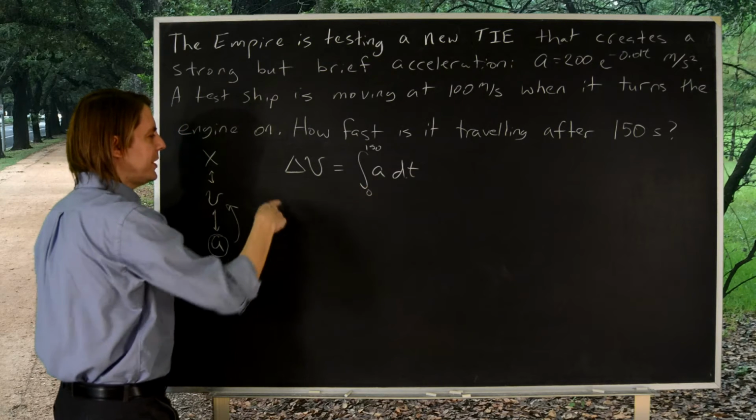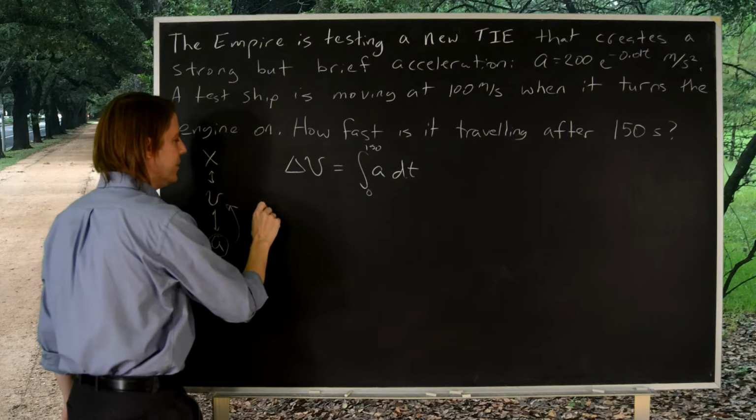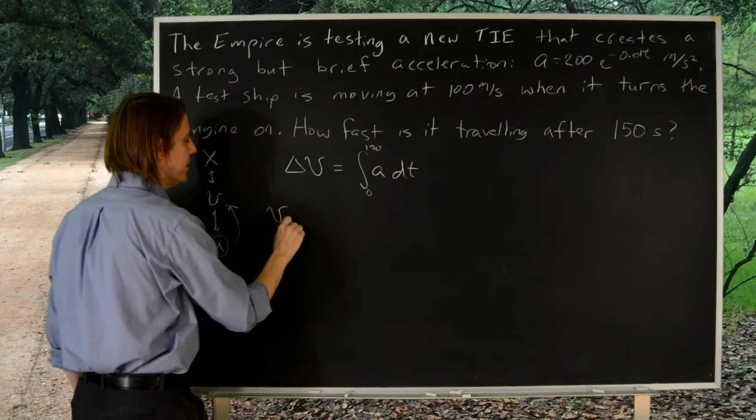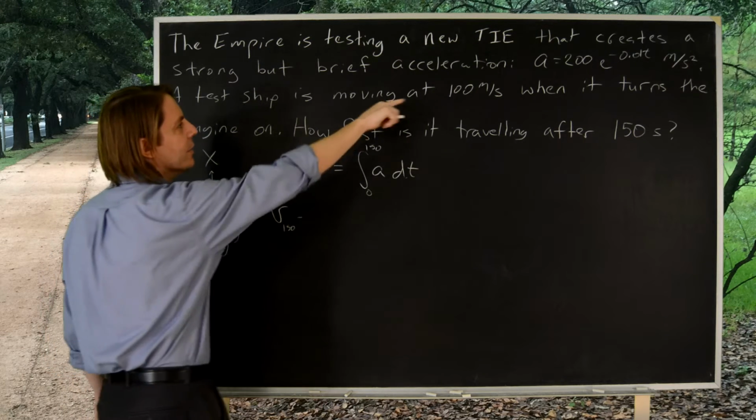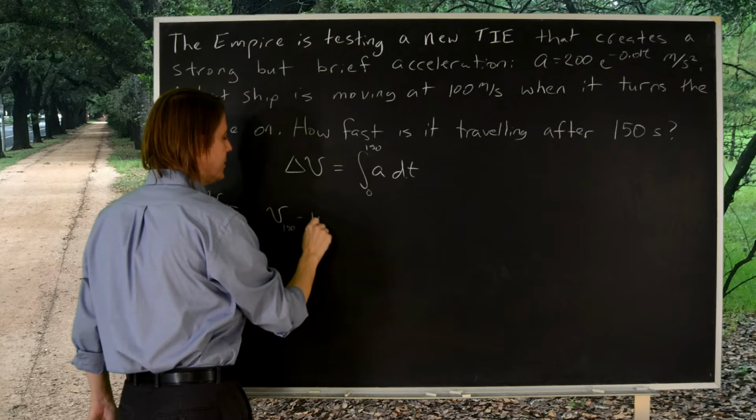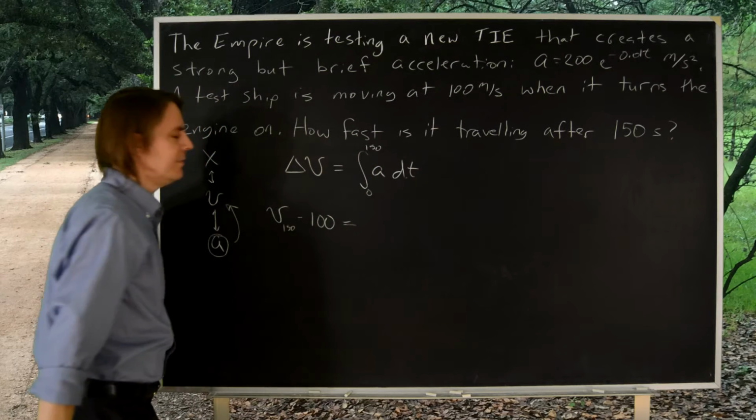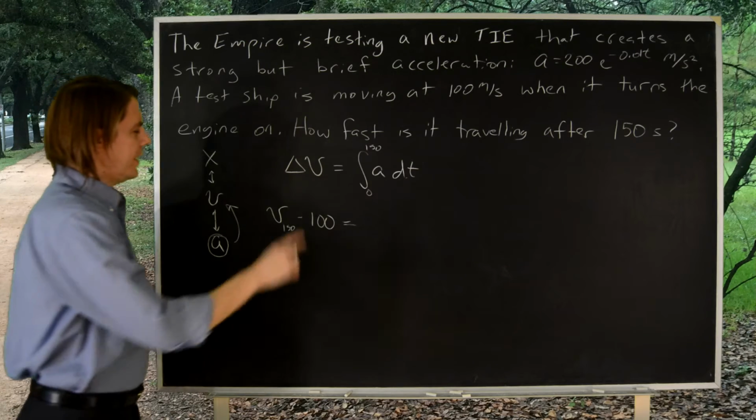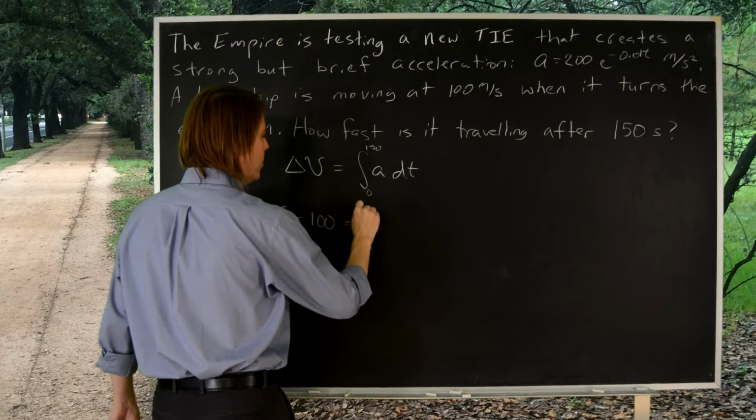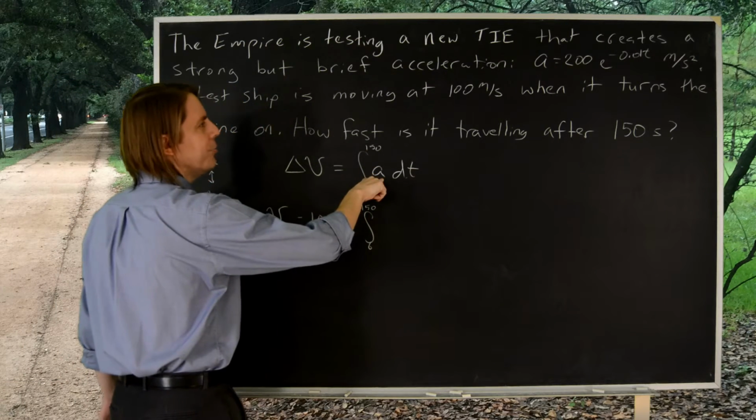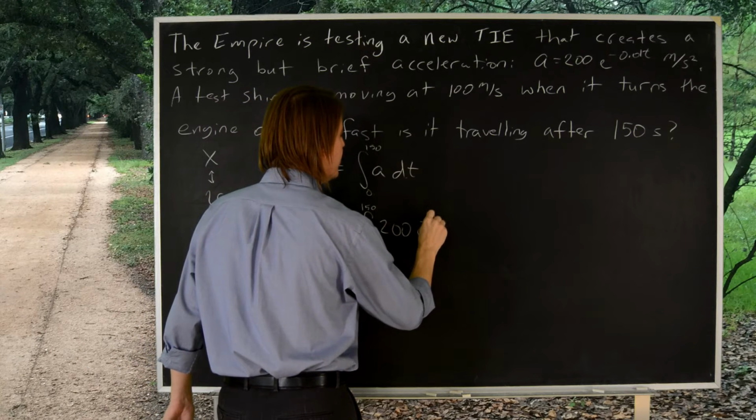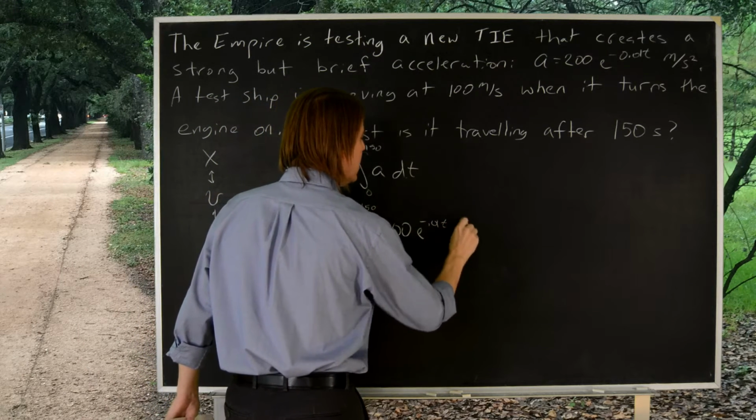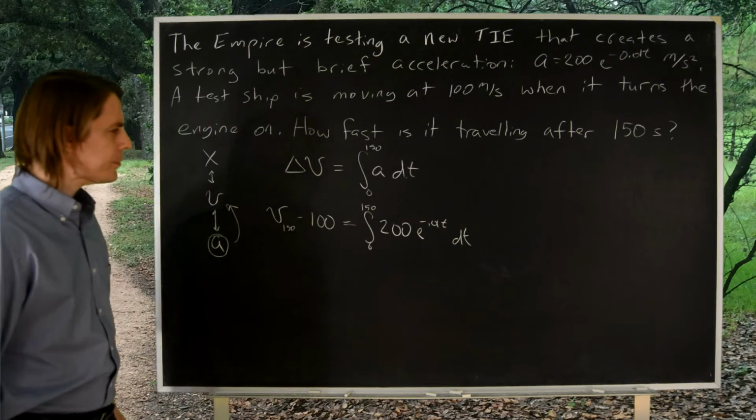Okay, so what does that mean, delta v? Delta v there then is the v at 150 seconds, the one we're looking for, minus the v at 0 seconds. Well, that's 100 meters per second. It had an initial velocity. That's like vi. And then here we need to integrate from 0 to 150. And now we've got to put that function in. 200 e to the minus 0.01 t dt.